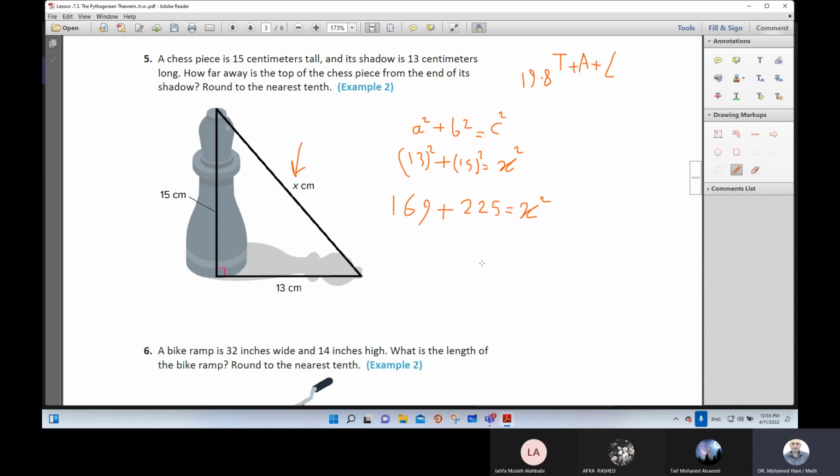We can add the two numbers here. So x equals the square root of 394, negative and positive. What is the square root of 394? It will be 19.8. Excellent, excellent for all. And I will add to you 2 marks. Great work for Taif and Afra and Latifa.